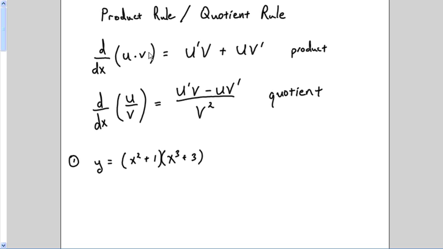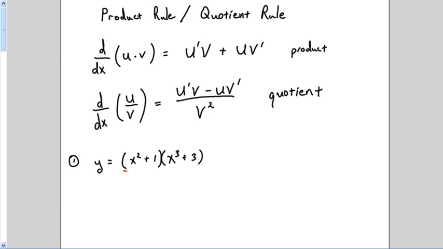If we're going to multiply two functions together, this is the formula that we're going to use: u prime v plus u v prime. It's very easy to remember. Now there are different notations, but I like this way the best. So let's just get straight into it.